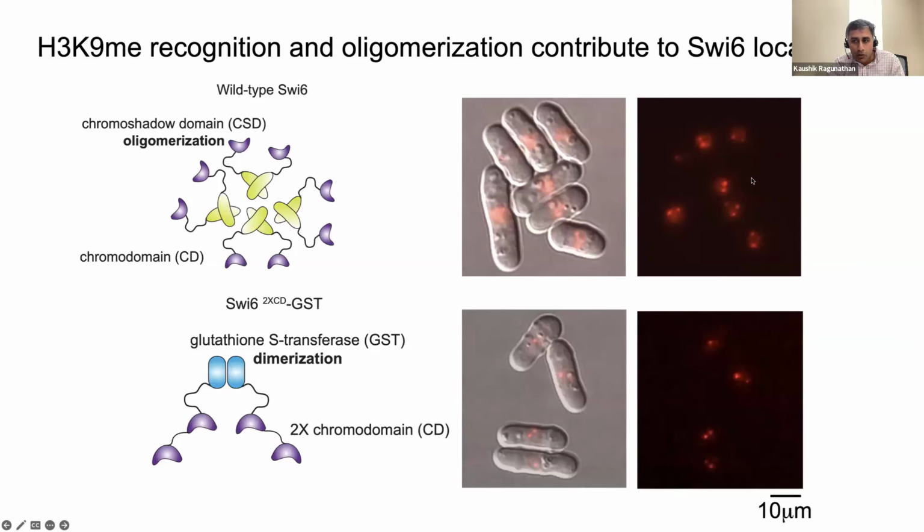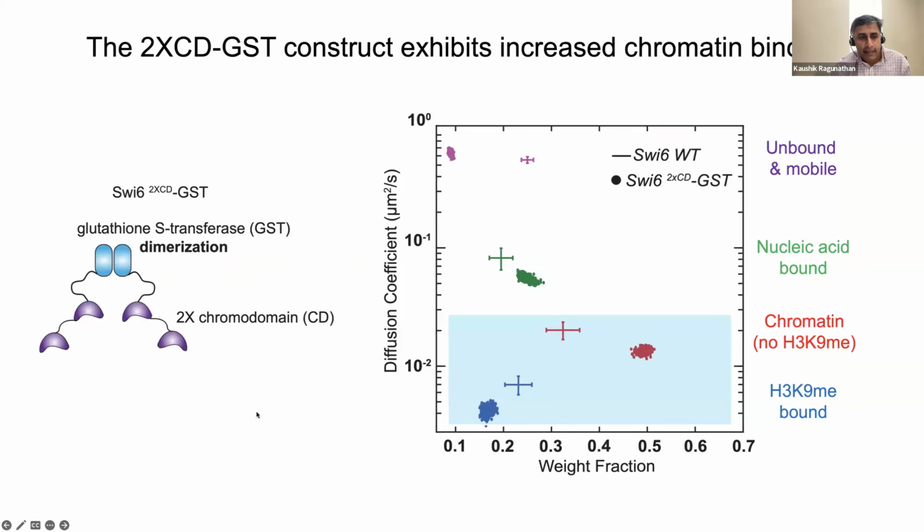So here you see about 2 to 3 foci per cell, and you can see that foci formation is fully restored in the case of this 2xCD GST construct. However, something that was really interesting that came out of the single molecule data is that while the diffusion properties of SPY6, shown in these crossed hatches, shows about 20% of molecules in the bound state and about 30% of molecules in the chromatin bound state without H3K9 methylation, the 2xCD GST construct actually has a large number of proteins that are actually chromatin bound rather than chromatin unbound.